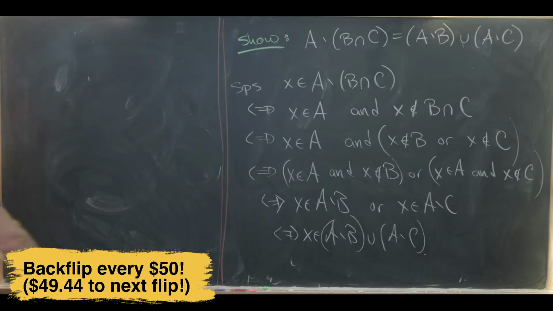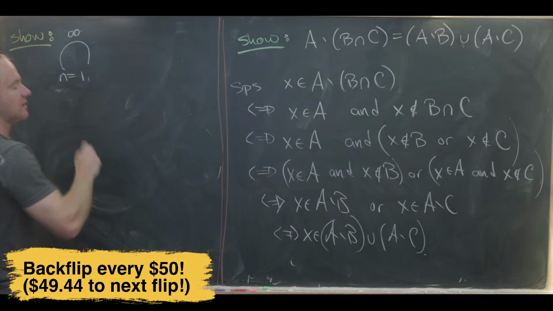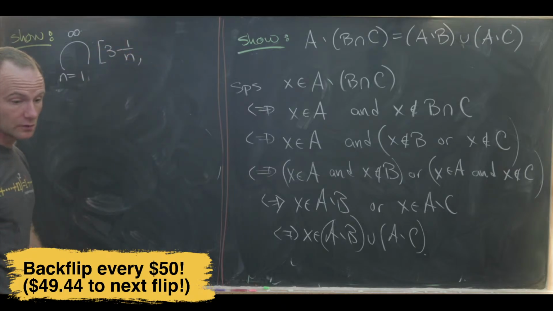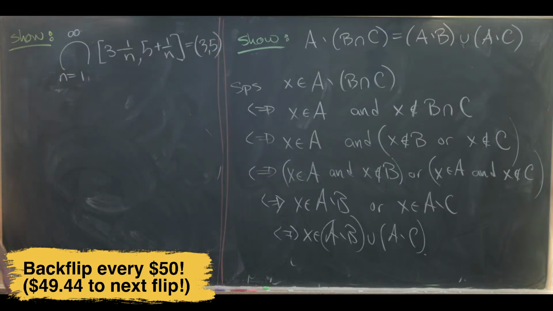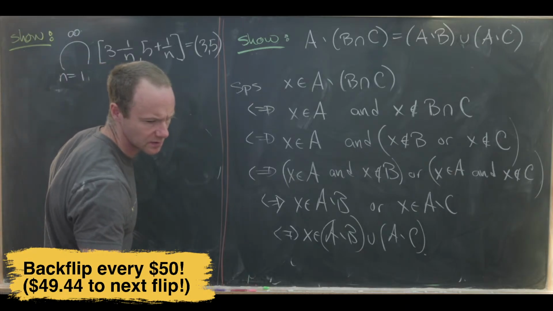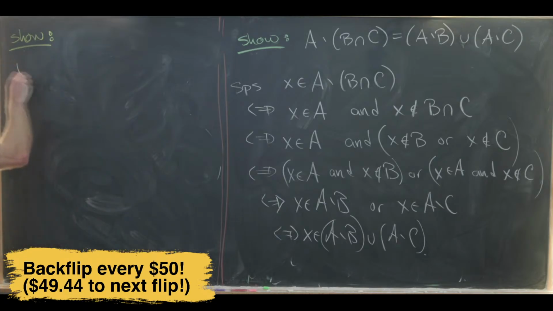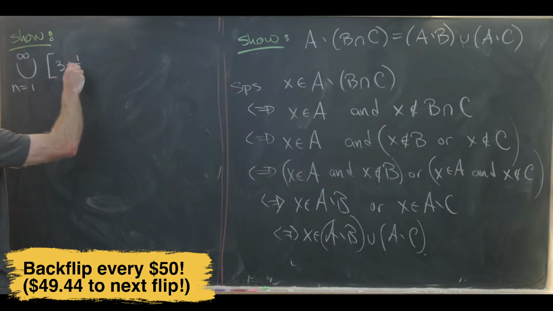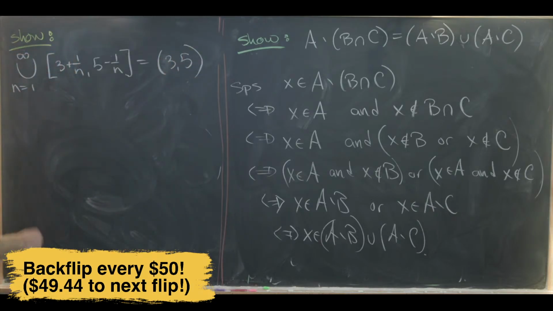Okay, so let's show that the intersection from n equals 1 to infinity of the closed interval 3 minus 1 over n, 5 plus 1 over n equals the open interval 3 to 5. Wait. No, sorry, this should be something else. Forget I wrote that down. Let's say the union, as n goes from 1 to infinity, of the closed interval from 3 plus 1 over n to 5 minus 1 over n is equal to the open interval 3 to 5. That's what I meant. Okay, let's get a little picture of what's going on here.